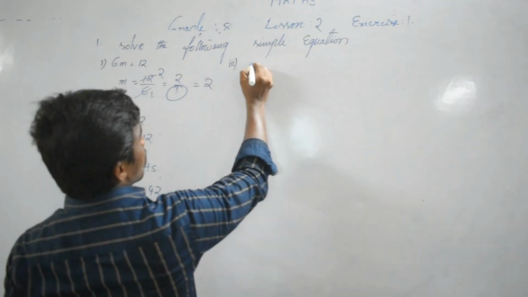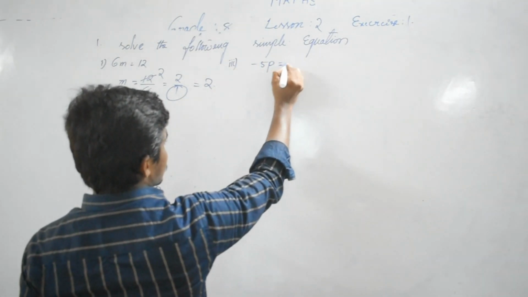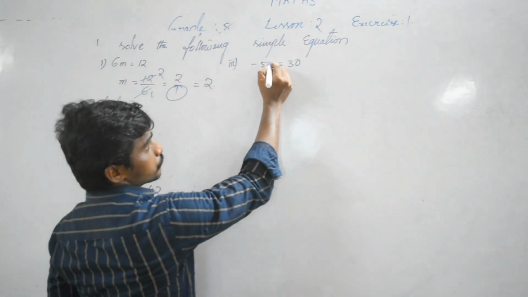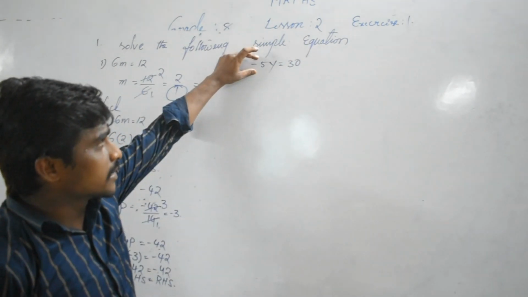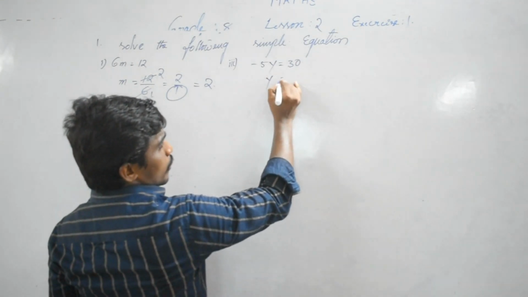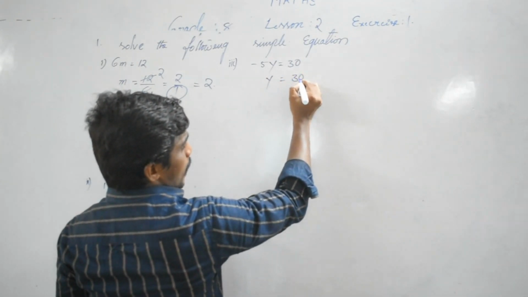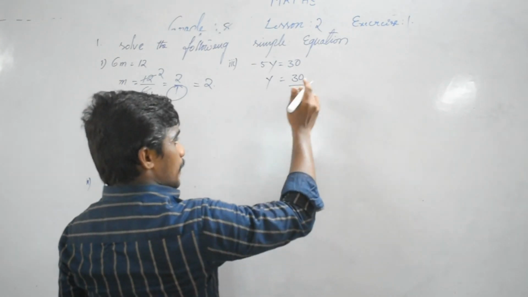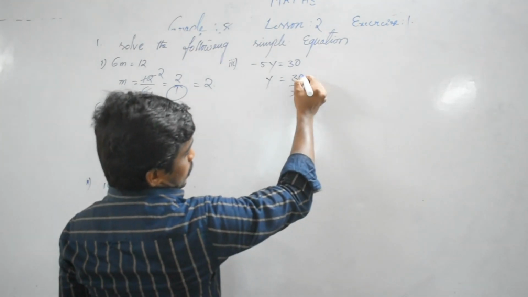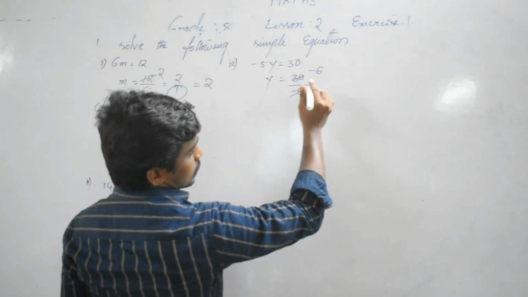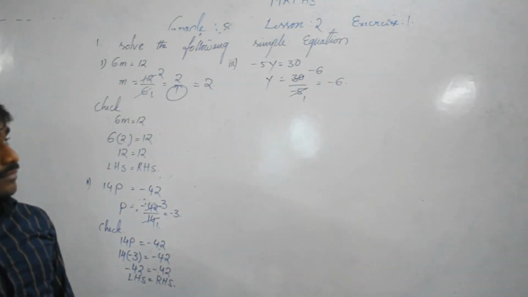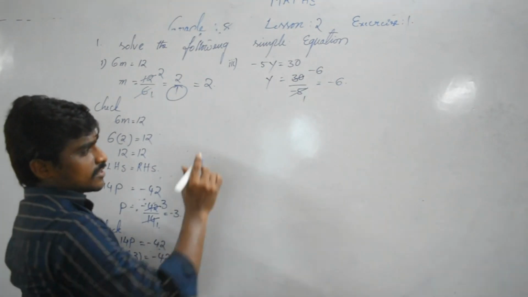5p minus 5p is equal to 30. 5y. So minus 5 moving to RHS, y equal to 30 by minus 5. Minus 5 ones are minus 5, minus 5 sixes are 30. So here the y value is minus 6. Once we check.